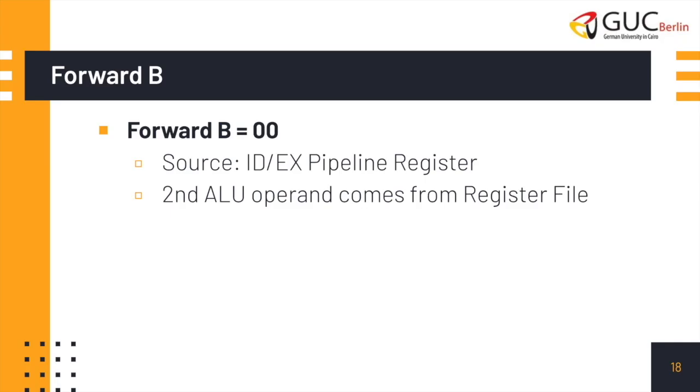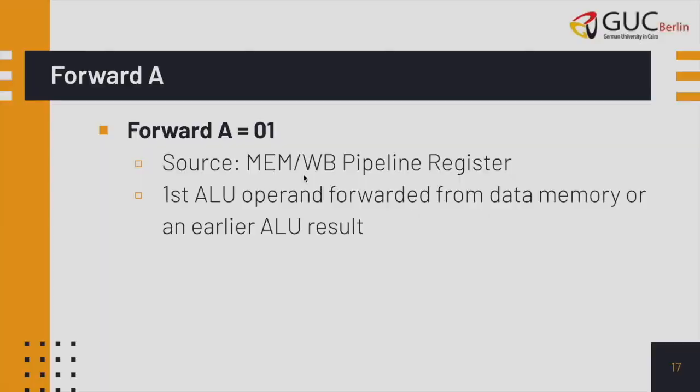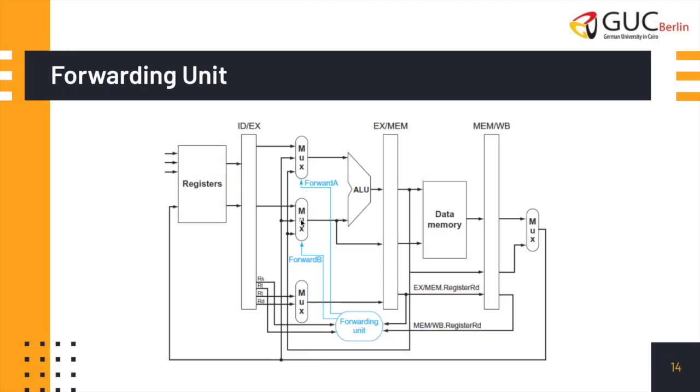Now, if forward B is 1, 0, the second ALU operand will be forwarded from the previous ALU value, and the previous ALU value is stored in the EX/mem pipeline register. So if we go back, forward B becoming 1, 0 will select the third line. Take care, it will not select the second line. 1, 0 selects the third line, and the third line gets the value from the EX/mem pipeline register.